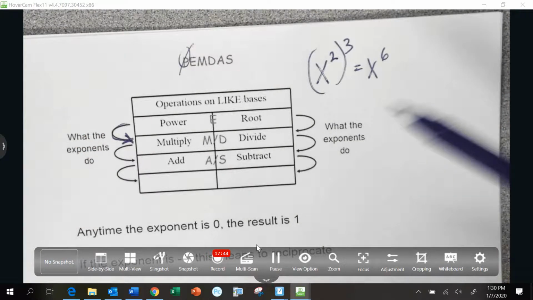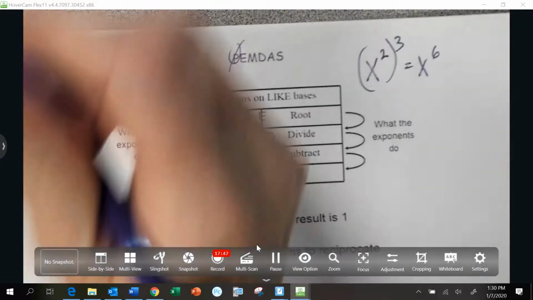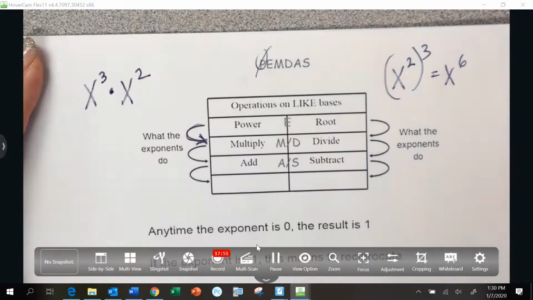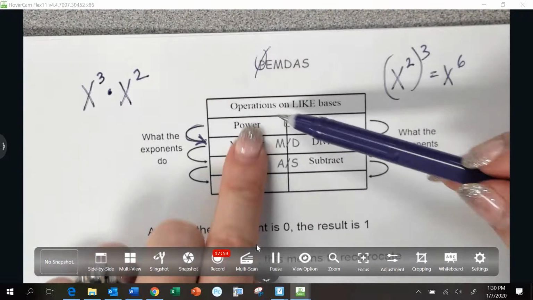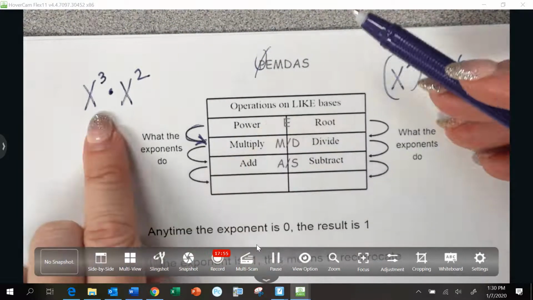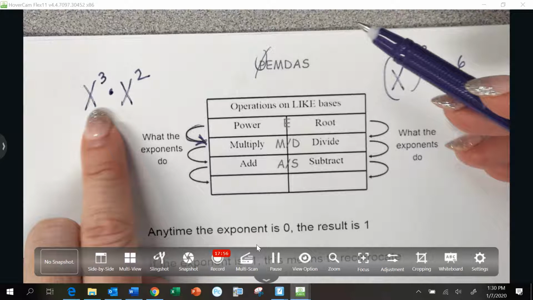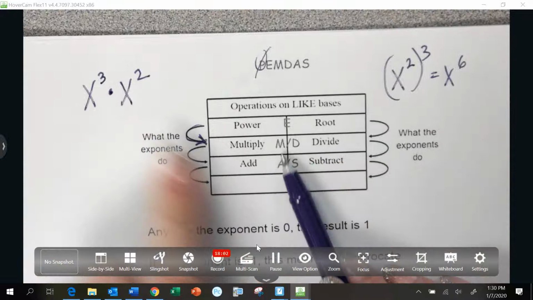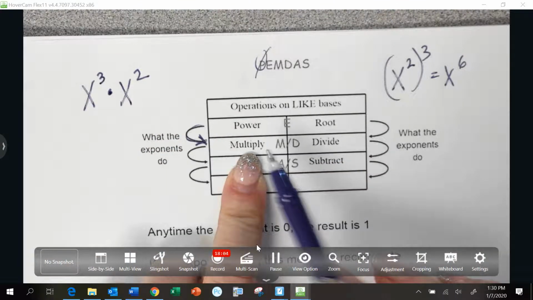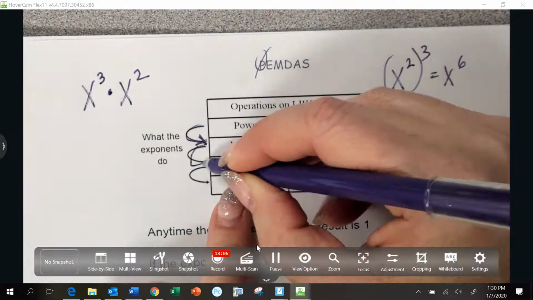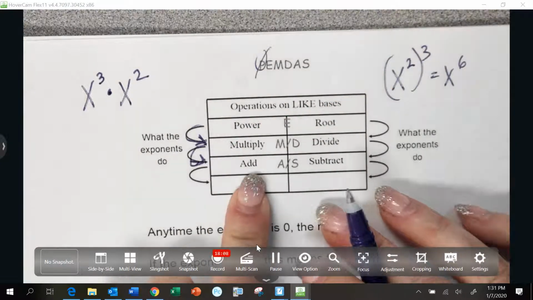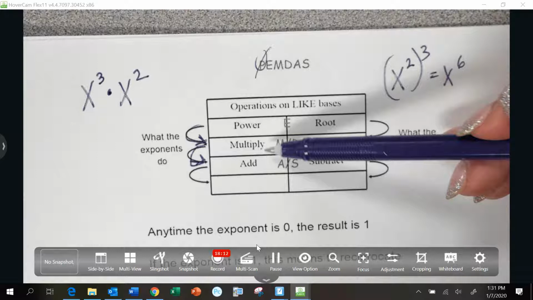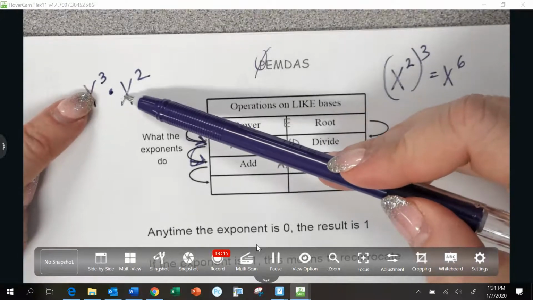Let me give you another example. If I have x to the third multiplied by x to the second, what operation is happening on the like bases? Okay, so we go to multiply. So what are my exponents doing? Adding. Whatever's underneath, add. So the exponents do one level below.